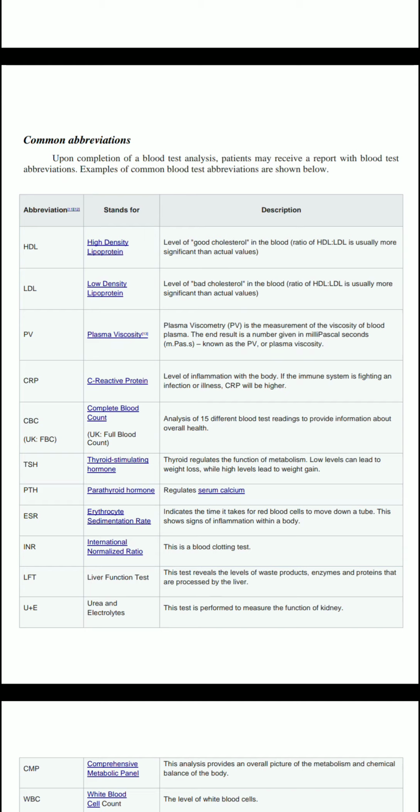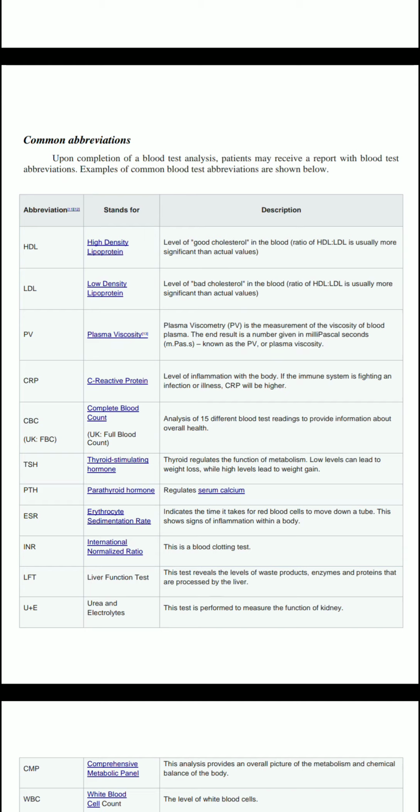The next term is TSH, that is thyroid stimulating hormone. The thyroid regulates the function of metabolism. Low levels can lead to weight loss while high levels lead to weight gain. The PTH is referred to parathyroid hormone which regulates serum calcium. ESR refers to erythrocyte sedimentation rate, indicates the time it takes for red blood cells to move down a tube. This shows sign of inflammation within a body.